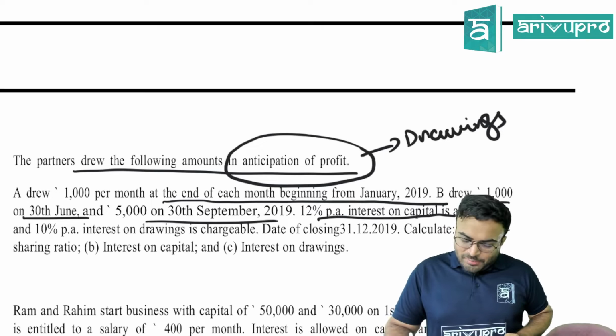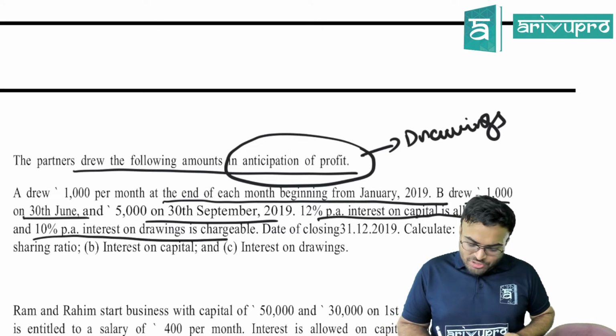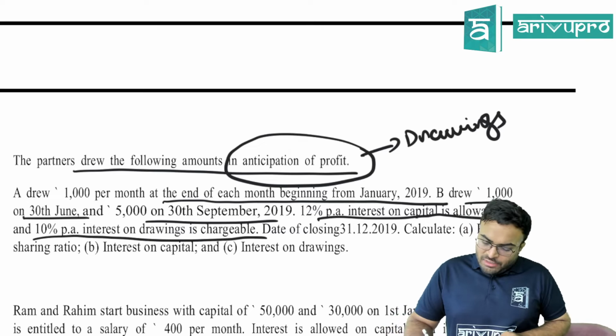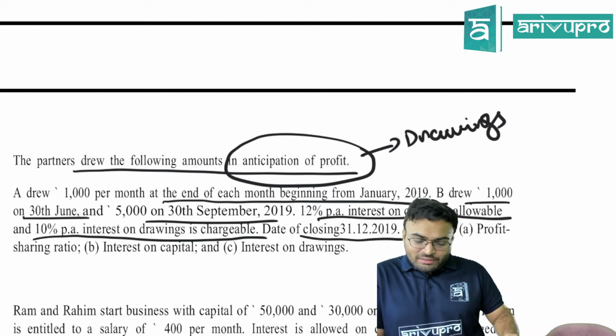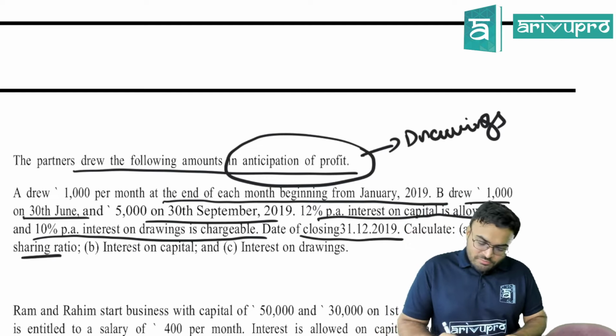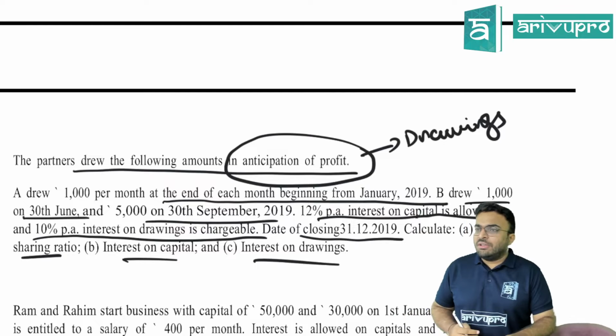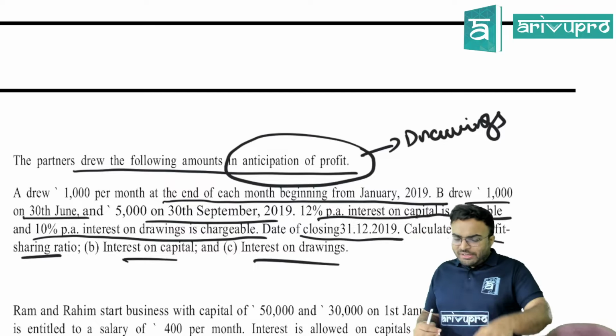12% per annum interest on capital is allowable and 10% per annum interest on drawings is chargeable. Date of closing is 31st December 2019. That means they are following calendar year. Calculate profit sharing ratio. Then interest on capital, then interest on drawings. Calculate profit sharing ratio. Why did they tell that?